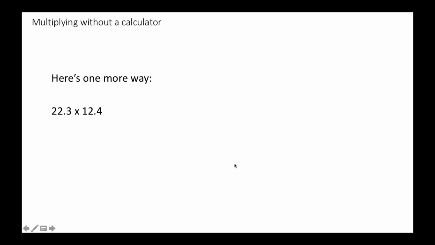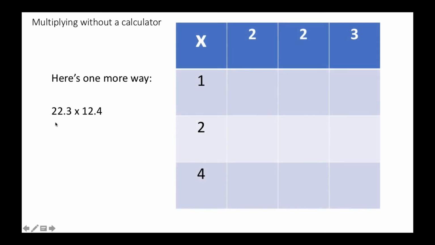Right. Let's have a look at that method again using this longer question. Okay, so again, like I say, you don't have to split it into 223. We'll just get rid of the decimals and put 2, 2, 3, 1, 2, 4. We don't have to worry about the decimals, okay, and we don't have to worry about any zeros. Let's add in our lattice shape. That's why it's called the lattice method, because we've got these diagonals going through.